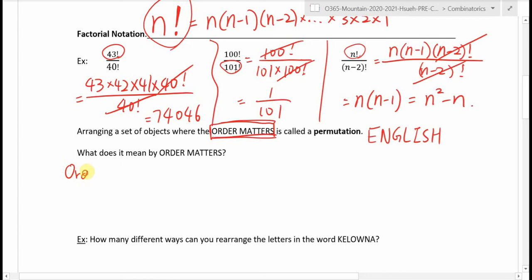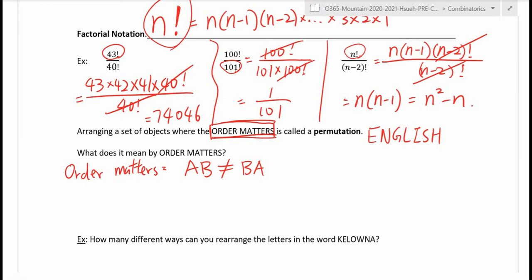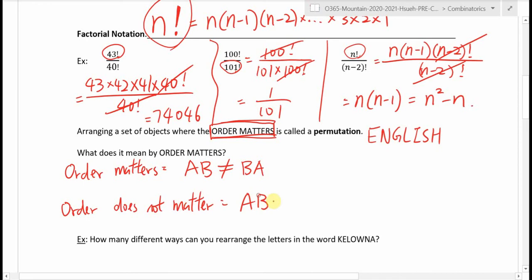Well, order matters. Okay, I'll show you an example. Order matters means AB and BA are not the same, because order is important. So AB and BA are not the same thing. If order does not matter, then in that case AB and BA are the same thing. Order matters is permutation. Order does not matter is something else. What that means is AB cannot equal BA. That is permutation. Order is important.